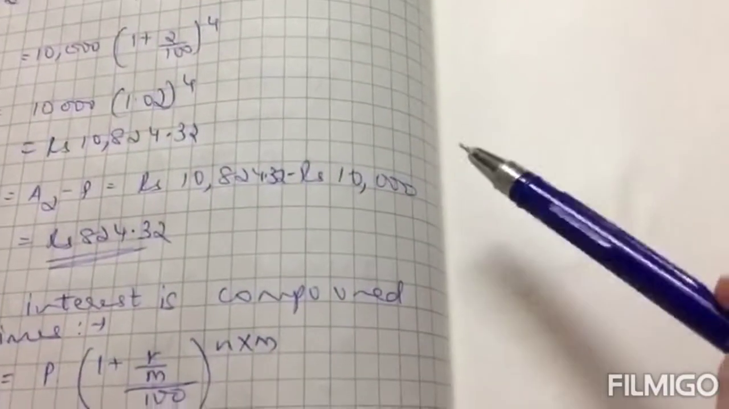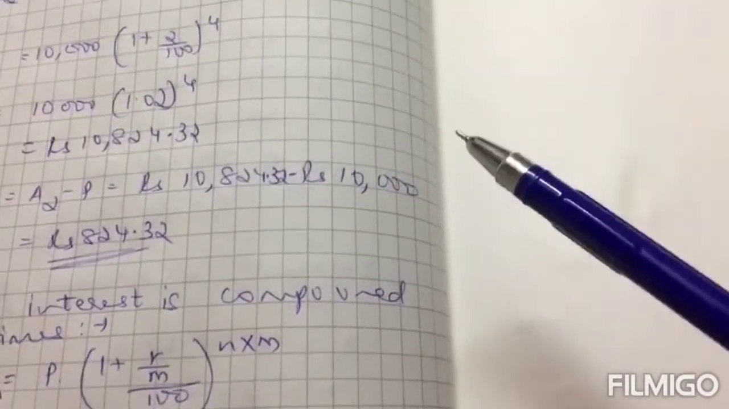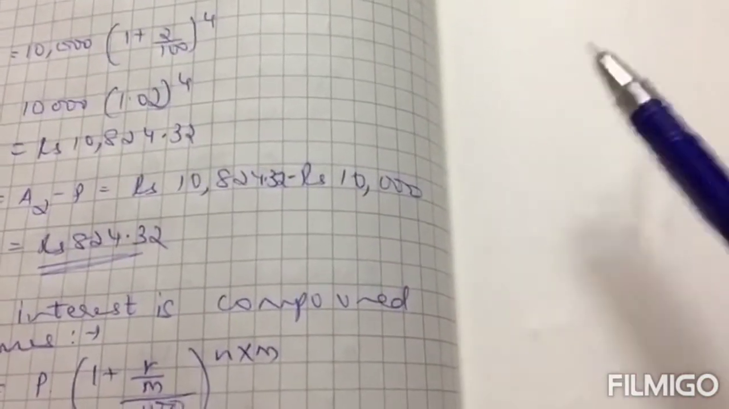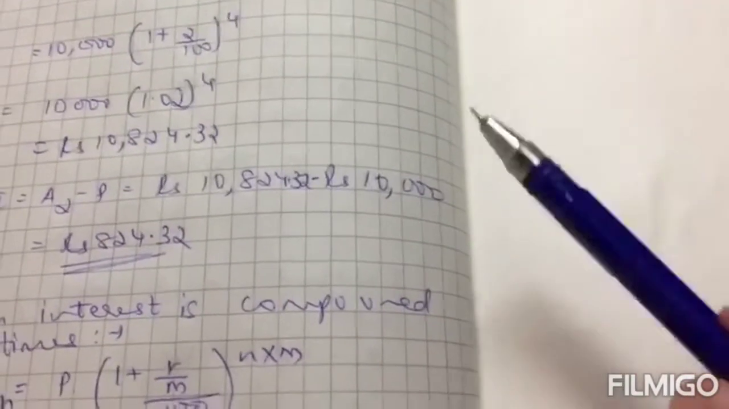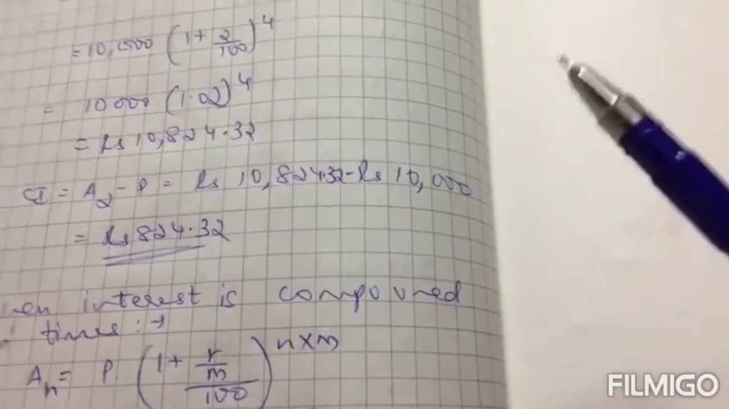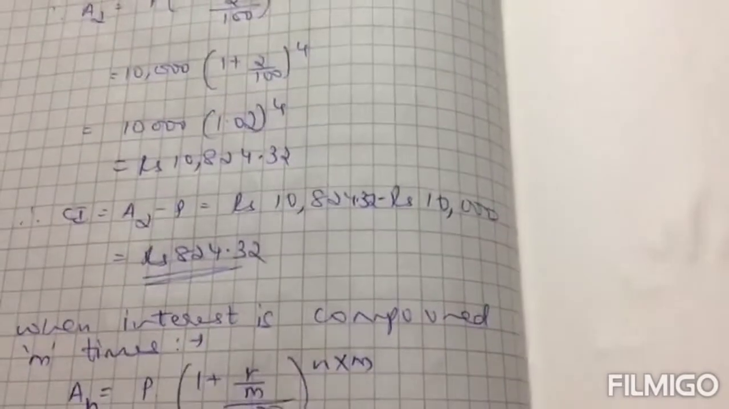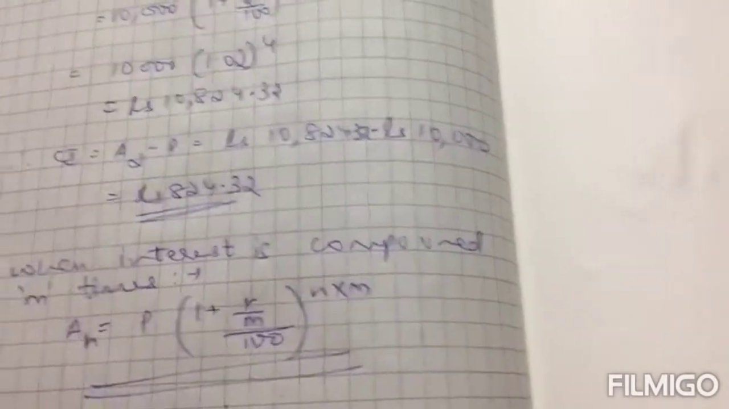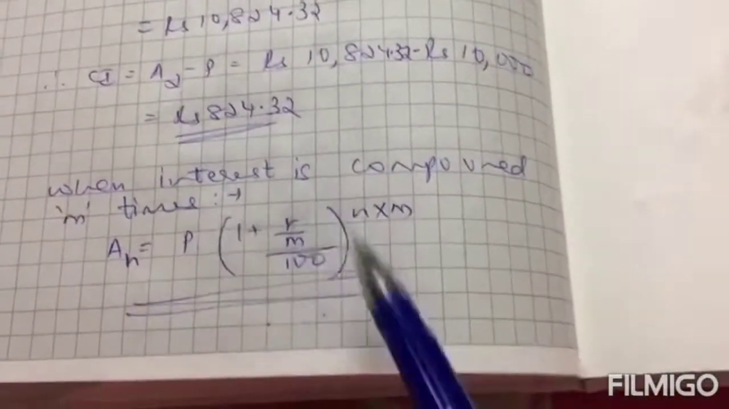Being compounded half yearly means calculated half yearly. Interest is calculated every 6 months. Till now we have been doing questions where the interest was compounded yearly. That is, interest was calculated just once in a year, annually. Okay, so there is a formula that we have to know.